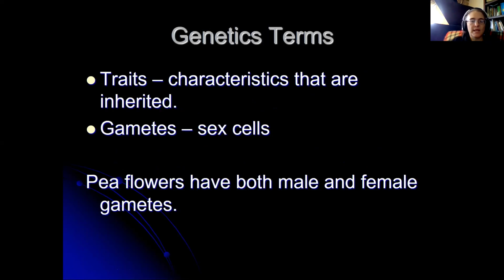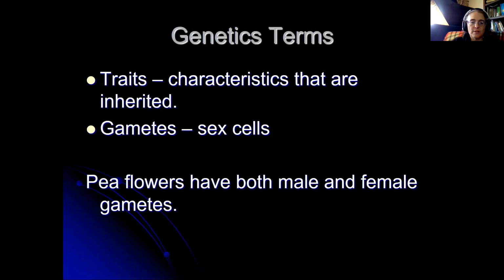Traits, characteristics are inherited. The gametes are the sex cells, that's your egg and your sperm. Now, flowers. Pea flowers that Mendel worked with and most other flowers, though not all, have both male and female gametes. They produce both. And I believe I've given you a really brief rundown on the flower model in the classroom, where we have the stamen and the pistil. Okay, the pistil is the female part, produces the egg, the gametes, and then the stamen have the anthers, the top, the pollen grain, and the sperm is inside that.